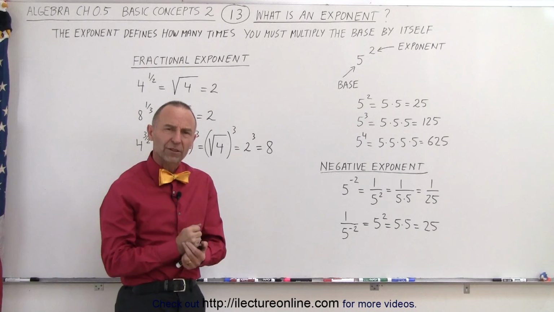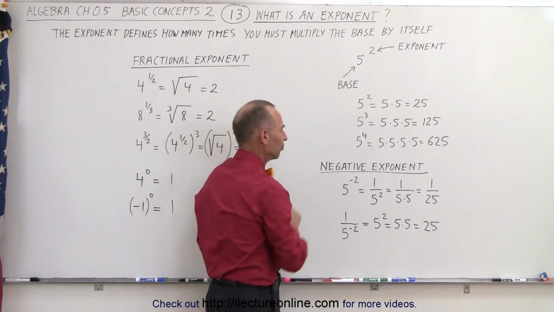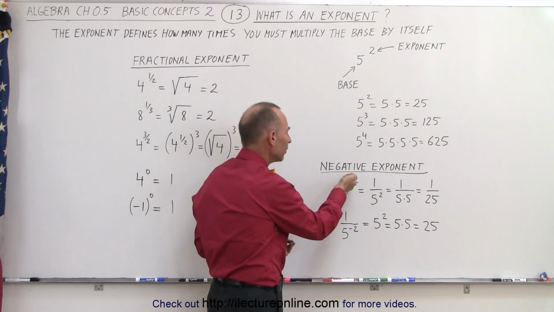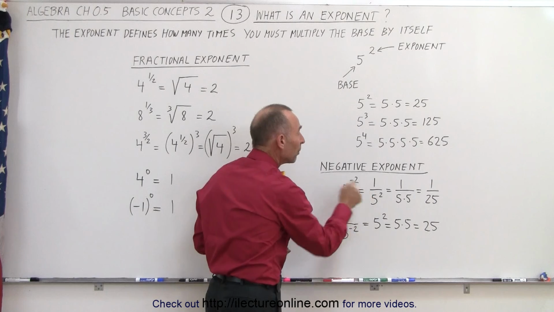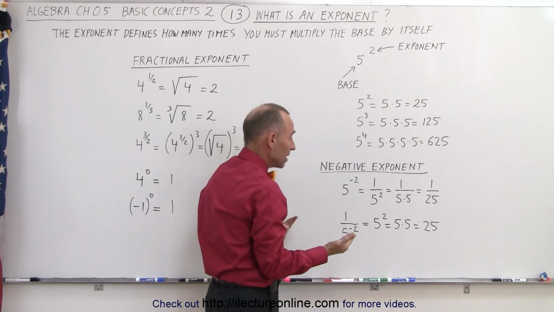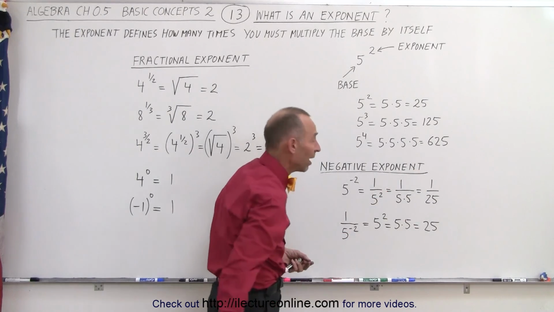What if we have a negative exponent? How do we deal with it then? For example, 5 raised to the negative 2 power. Well, we can move that 5 to the negative 2 to the denominator and change the sign of the exponent to a positive 2. So that's exactly what it means. And so therefore, it's 1 over 5 times 5, which is 1 over 25.